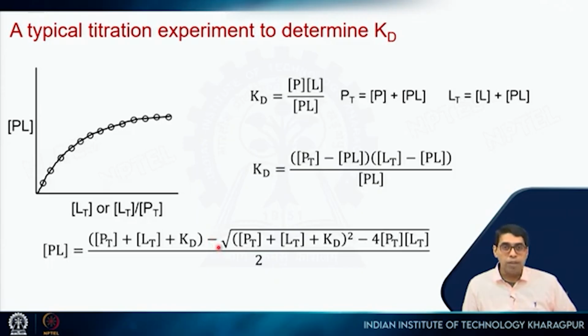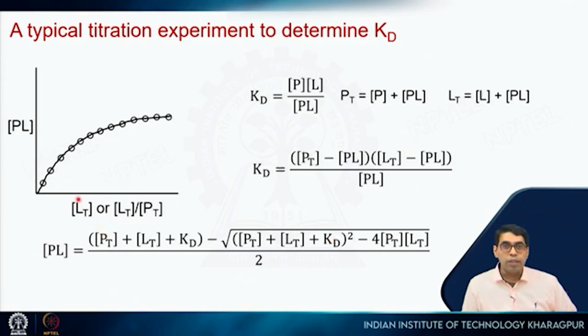Now if it is plus, then it means that the protein ligand concentration will be the summation of total protein plus total ligand plus KD divided by 2, plus something, right? Which is physically not possible, right? Your protein ligand concentration cannot exceed the total protein or the total ligand concentration. So you can throw out that solution. So this will be minus, and that is what is shown here. So PL is given by this, right?